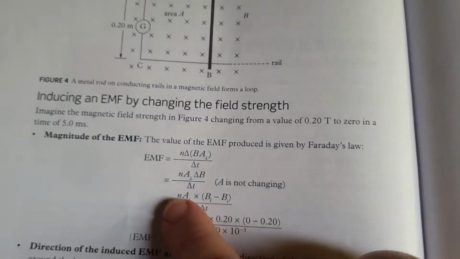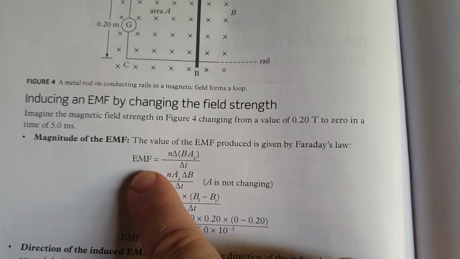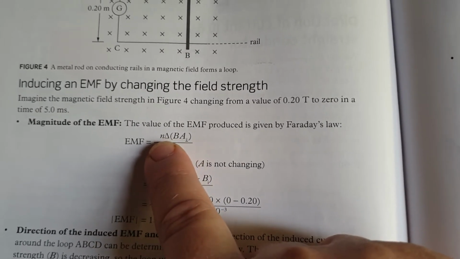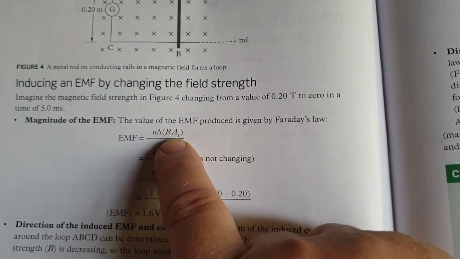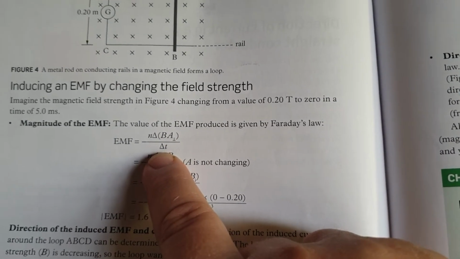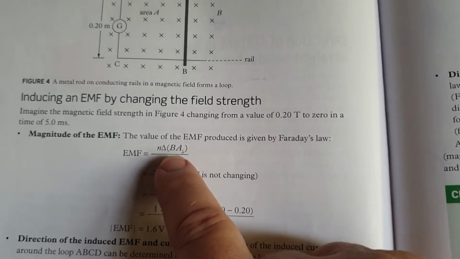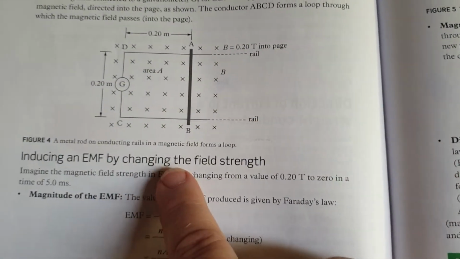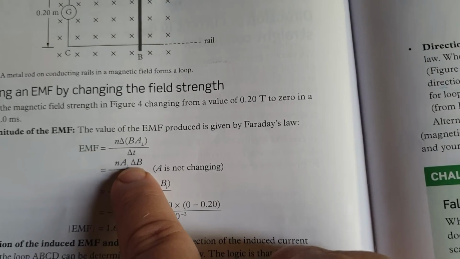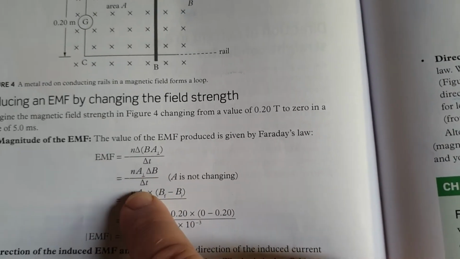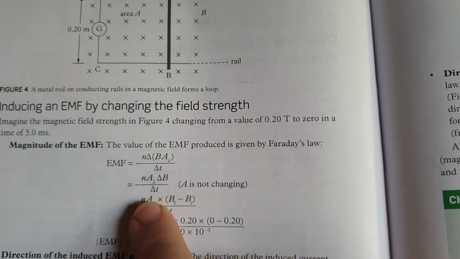So the first example is here. Here's the formula, EMF, number of turns per meter, change in the magnetic field and area divided by the time frame that it took to happen. Area is not going to change. We're going to change the magnetic field. So they've brought that forward. And they've gone change in magnetic field, the time that it happened in.